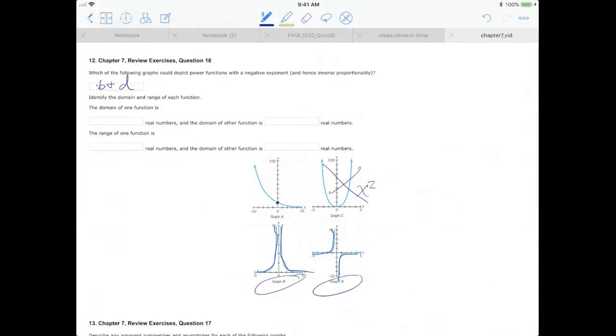So let's think. The domain of one function is, well, look, this one's all real numbers, and this one's all real numbers.